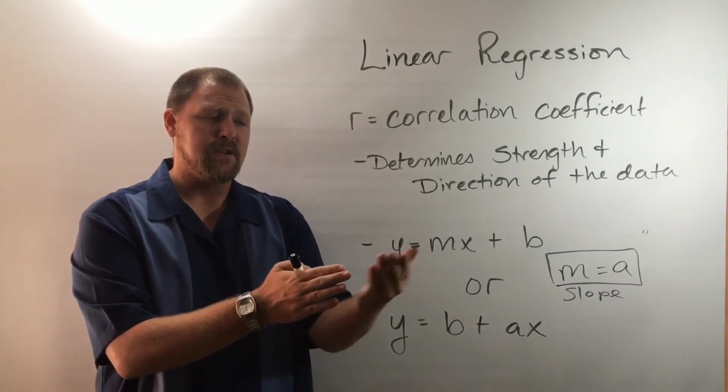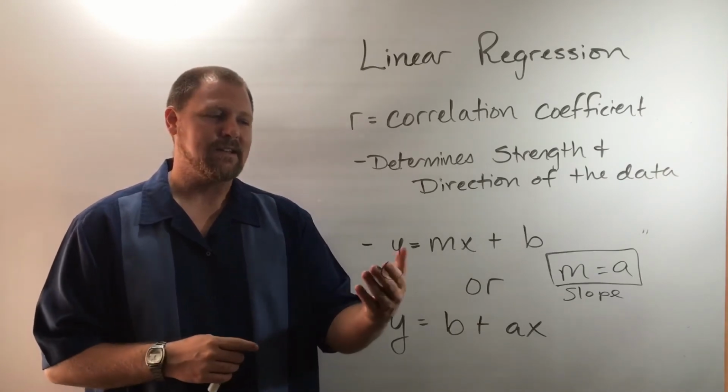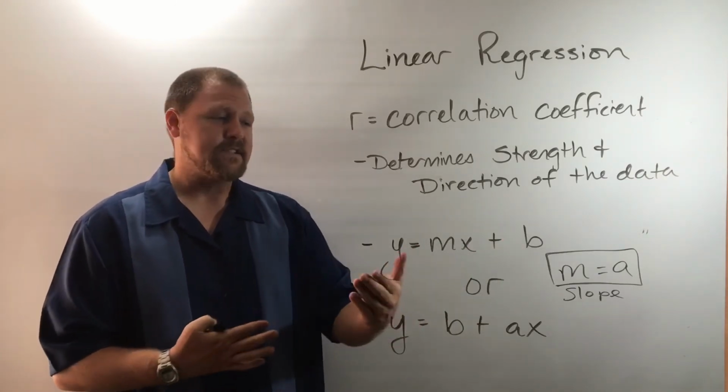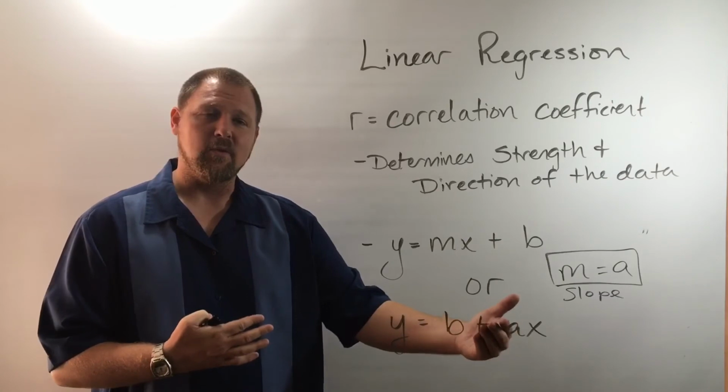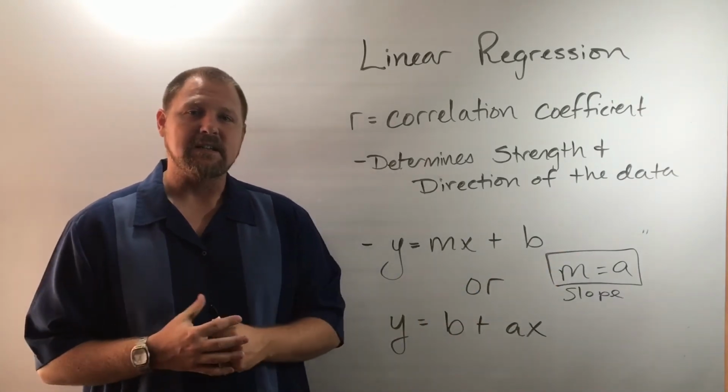Do I need to use the first option, mx plus b, or b plus ax? I don't know. And then you go into the dialogue saying these are identical equations. m and a are the same value. It's just written in a different way.